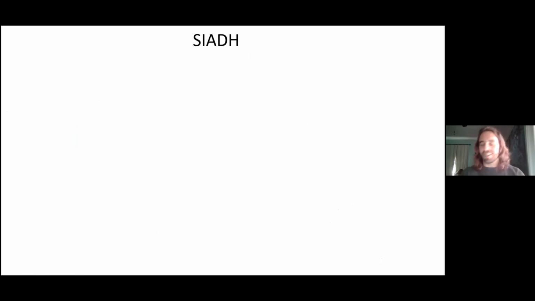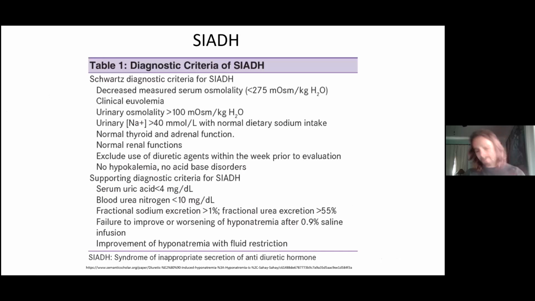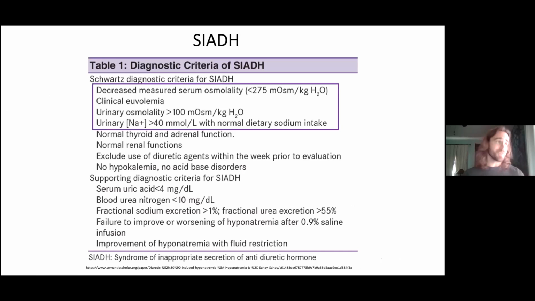So let's say SIADH. Starting here, there are formal diagnostic criteria. I will say these are actually all the things that we already talked about in our algorithm. It's a hypotonic hyponatremia, so the serum osmoles are low. The urine osmolality is high, so ADH is activated. Urine sodium is high, so it's a normal perfusion state.